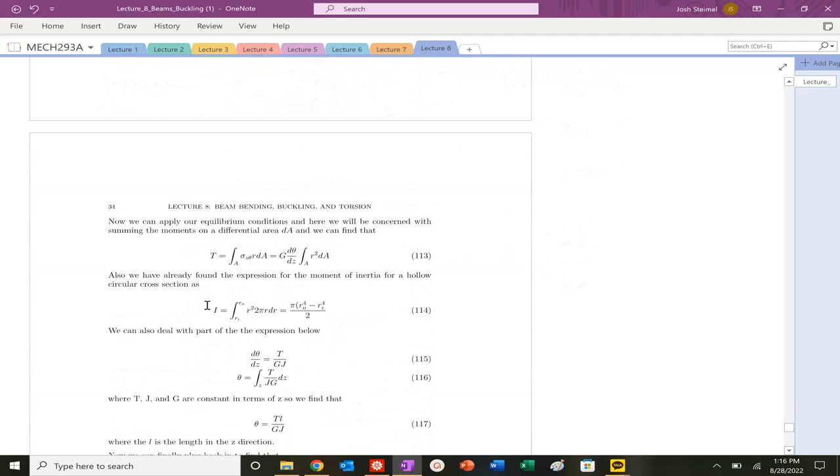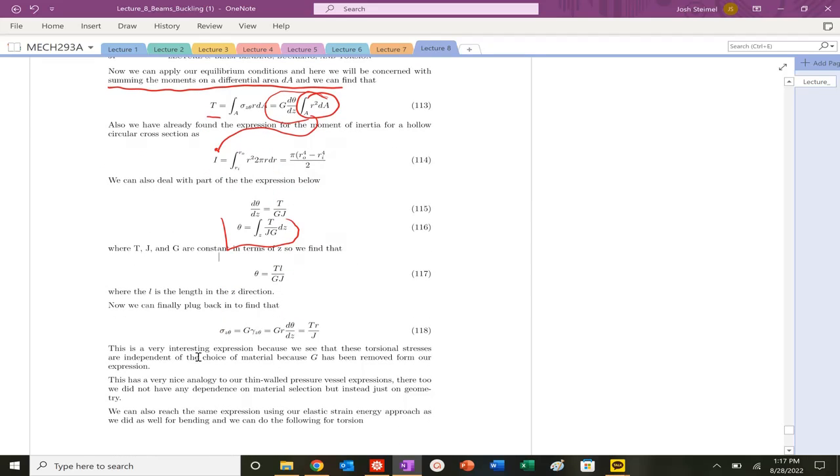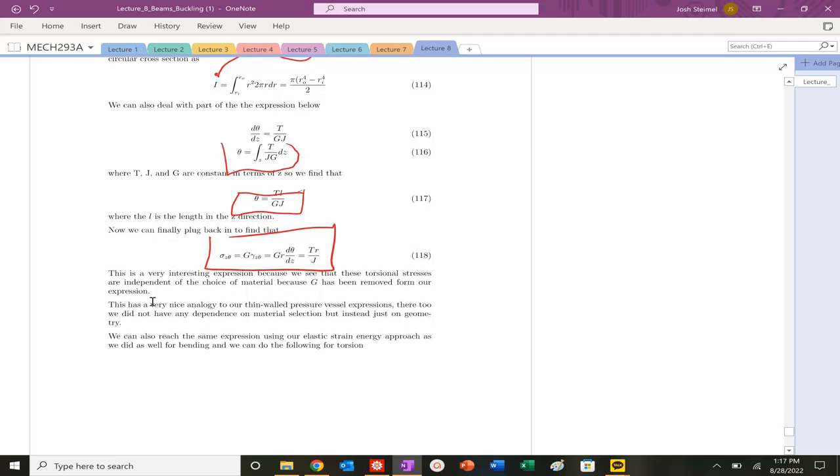And with those stresses and strains, we can develop our equilibrium expressions. So we're looking at the sum of those moments on that differential area. We recognize once again our moment of inertia equation, and we could work to develop the expression below. And here it's important that T, J, and G are all constants in terms of z. And we finally get the expression for our stress.